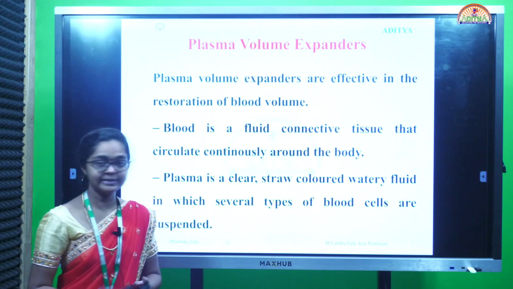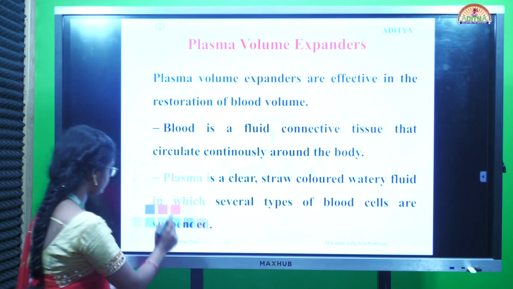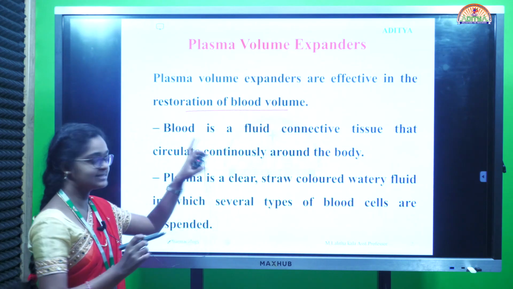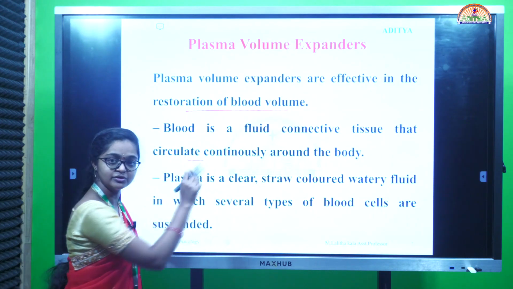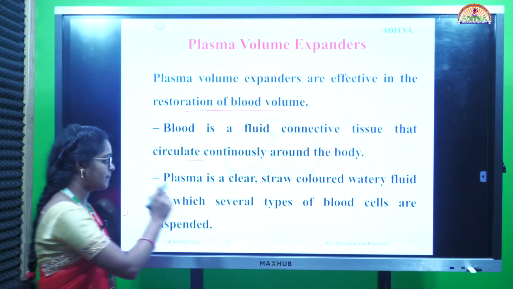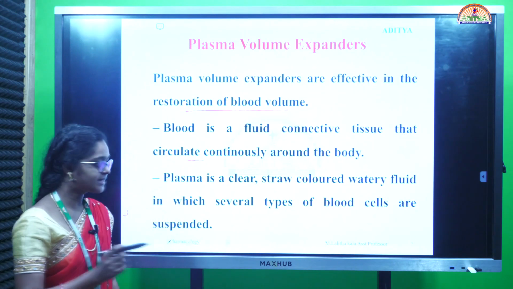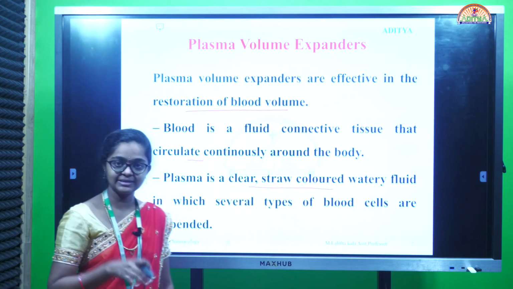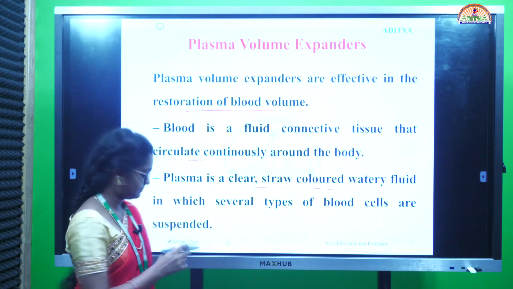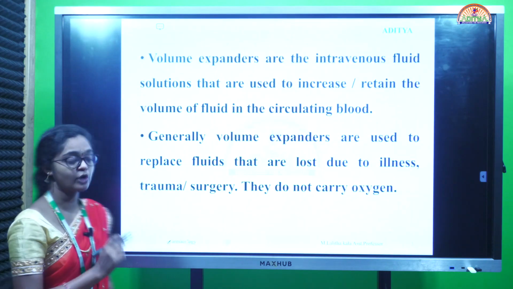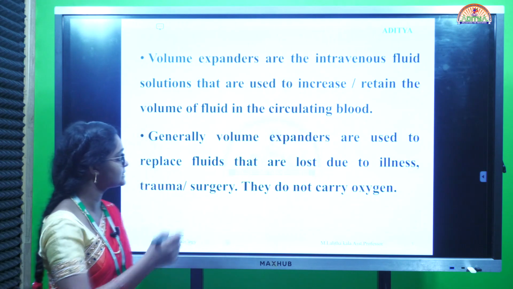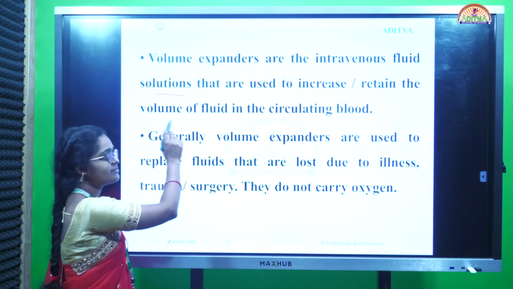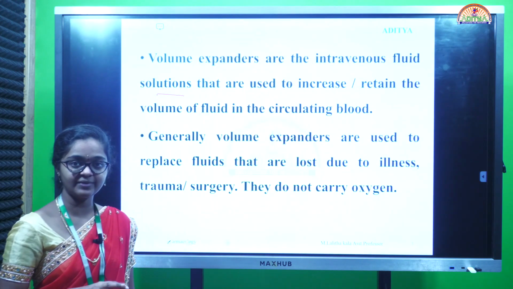Next, blood is a fluid connective tissue that circulates continuously around the body. Whereas coming to plasma, plasma is a clear, straw-colored watery fluid in which several types of blood cells are present. Next, volume expanders are intravascular fluid solutions that are used to increase or retain the volume of the fluid in the circulating blood.